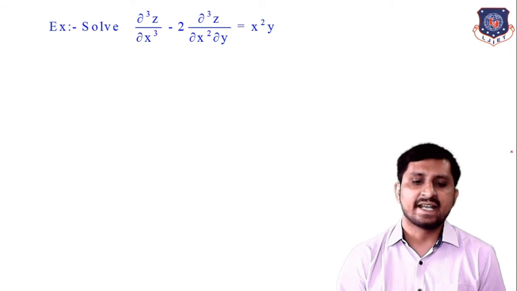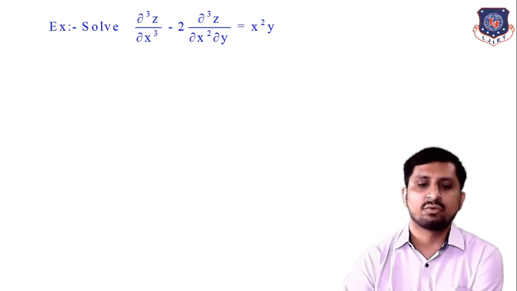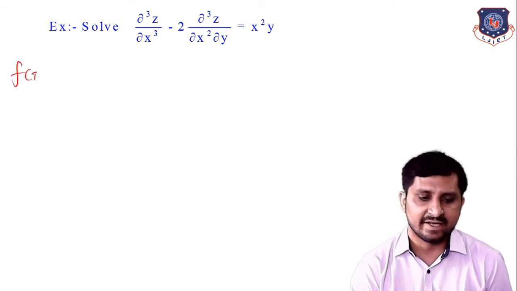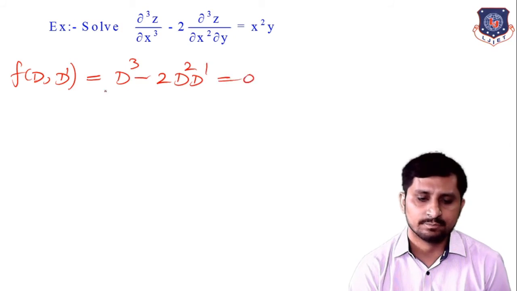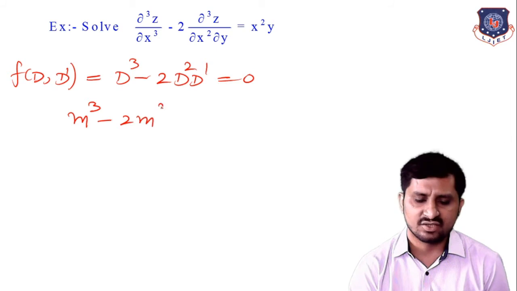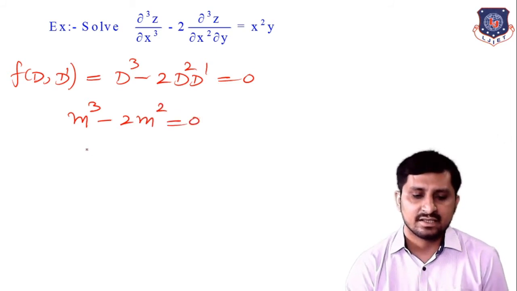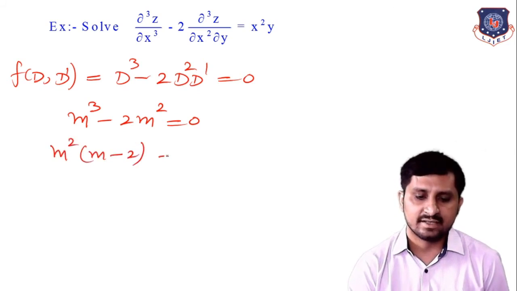Del cube z by del x cube minus 2 del cube z by del x square del y, that is equal to x square y. Okay, now what is f of D, D dash? First of all, find the complementary function. So f of D, D dash is D cube minus 2 D square D dash, that is equal to 0. So I can write m cube minus 2m square equal to 0. We know that m is nothing but D by D dash. So I can write m square into m minus 2 equal to 0.